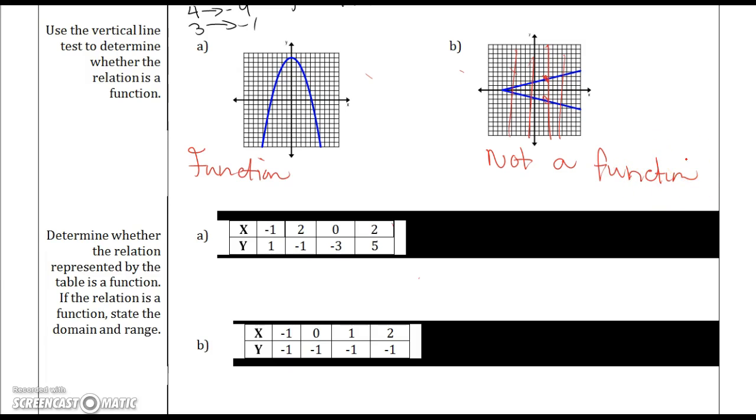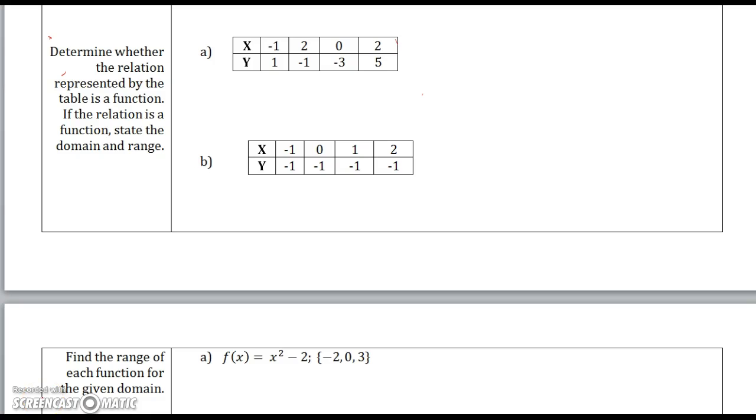All right, very good. Next part, determine whether the relation represented by the table is a function. If it is a function, state the domain and range. All right. So I'm looking at this, and -1 goes to 1. That's cool. 2 goes to -1. 0 goes to -3. And then here's my issue. Here's another 2. So right now, 2 is saying -1, and then over here it's saying, oh no, I'm actually with 5. That's not okay.